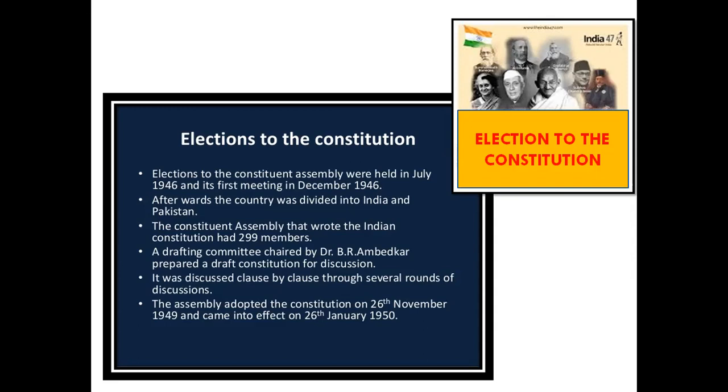When the members were selected and we decided how many members there would be, there were a total of 299 members. It is a very important question: how many members were there in the Constituent Assembly? There were 299 members. It needs to be remembered. Next, the first meeting was held in December 1946, when all 299 members gathered.